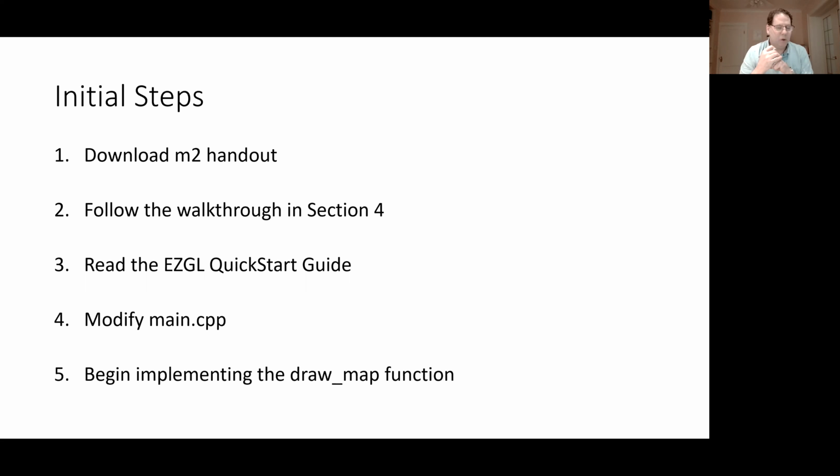So in Milestone 1, you didn't bother writing a main program. It was all about unit tests. In Milestone 2, you actually are writing a small main program that's going to launch your map visualization. And that's what your TA is actually going to run and mark. So you're going to make some modifications to main.cpp. And then you're going to start writing a draw map function.